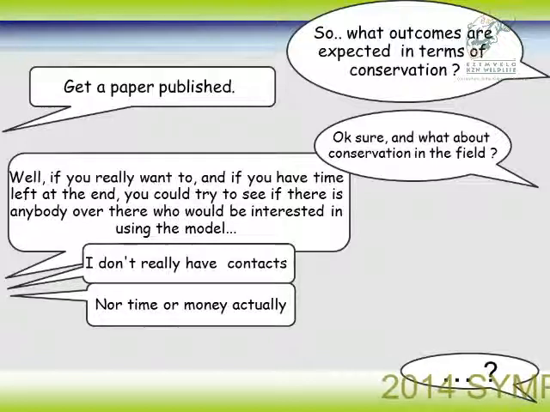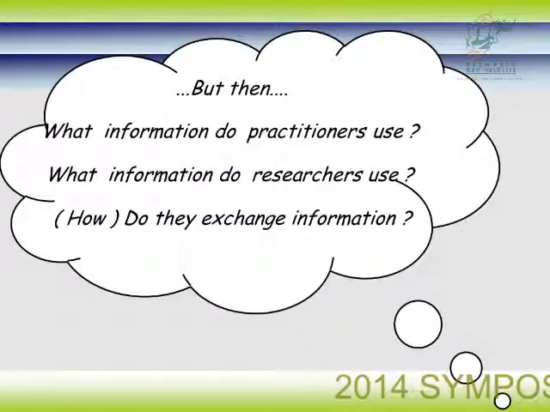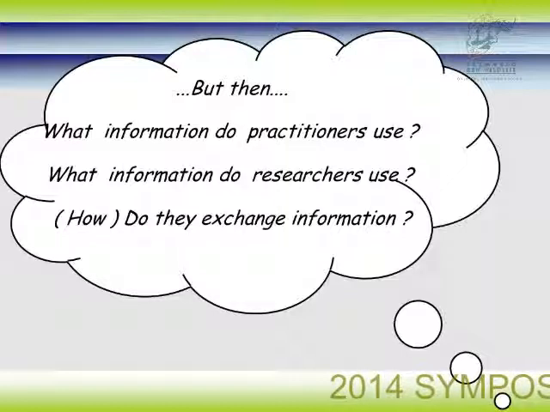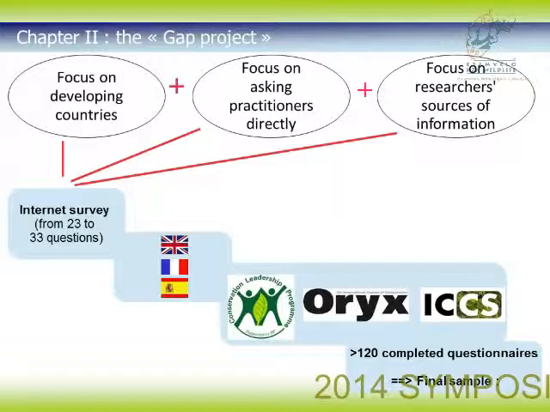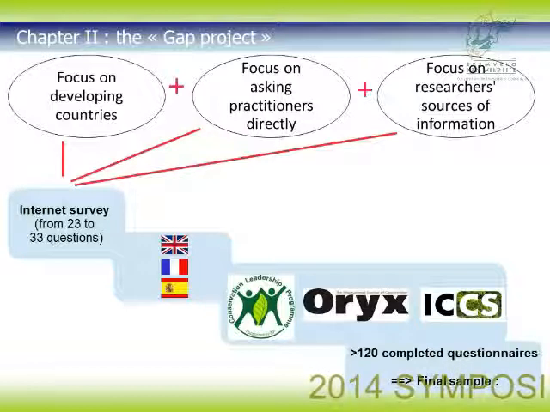Well, I don't really have contacts over there. Really, no, I don't have much money. I don't have much time to work on that. So really, at the end of building the model, if you have time left, you can try to see if there would be someone over there who could be interested in maybe using it. And that didn't make sense to me at all, which is how I started asking questions such as what information do practitioners use, what information do researchers use, and if they do exchange information, how do they do that? Which led me then to the GAP project.